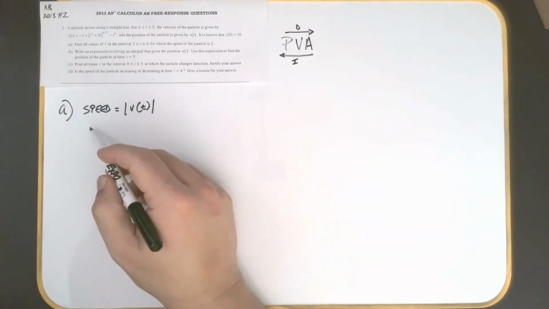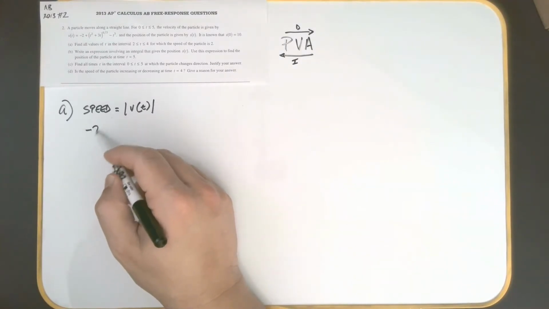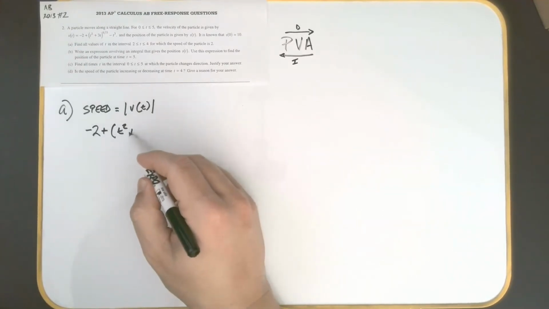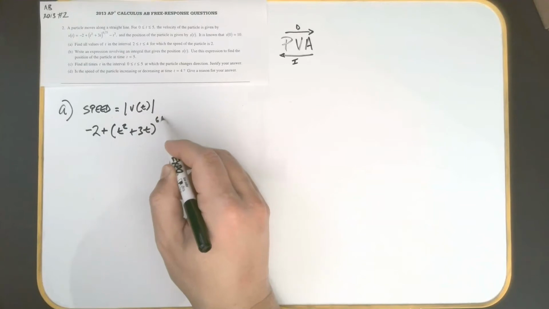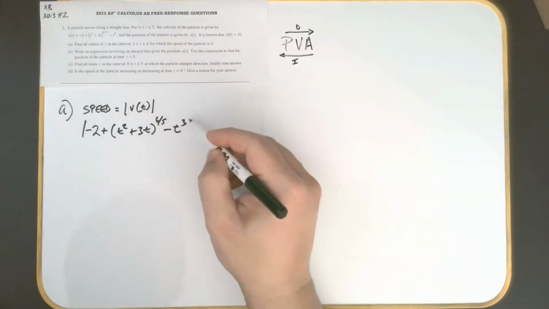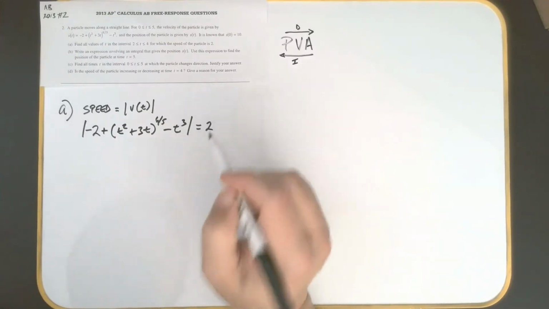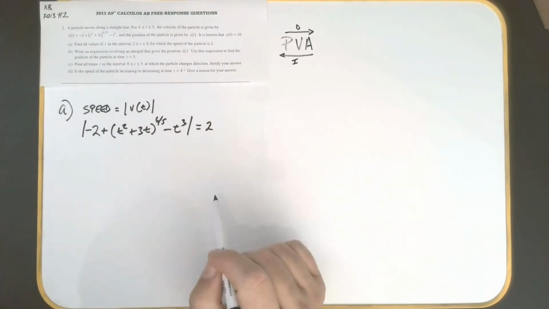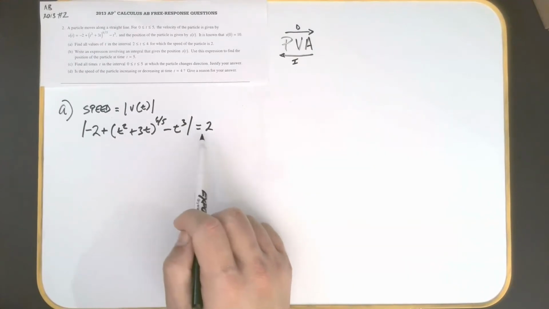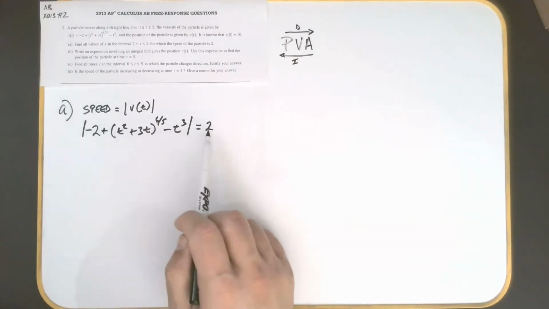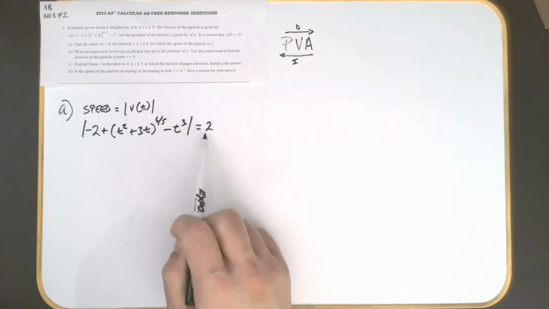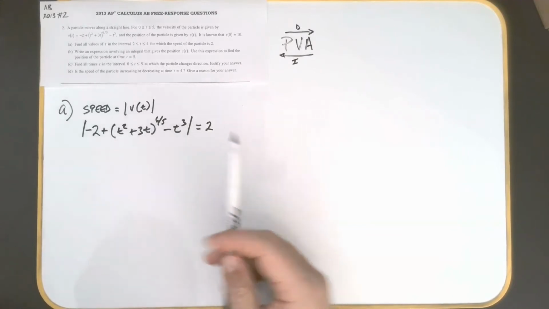So what we're going to want to do is take the given function, which is -2 plus the quantity t squared plus 3t raised to the 6/5 minus t cubed, take the absolute value of that, and see when that is equal to 2. That's the question, over the interval from 2 to 4. Well, this is solvable. It'd be pretty ugly, but you could do this, and it's a calculator question, so we're going to take advantage of our calculator. The best approach would be to graph this function, and then also graph this function, which is really a constant, and see where they intersect.